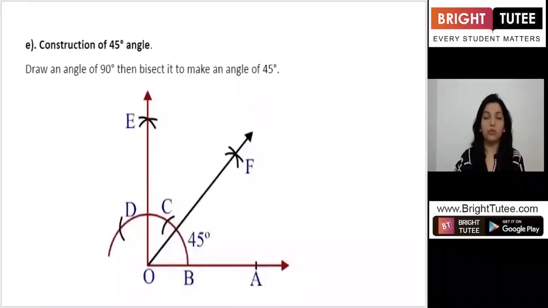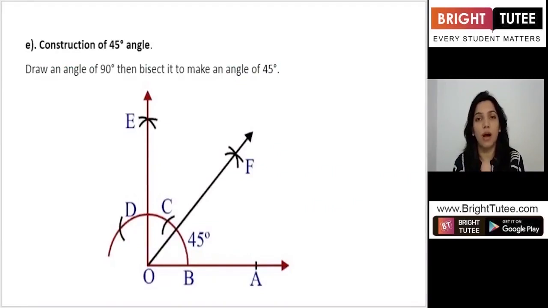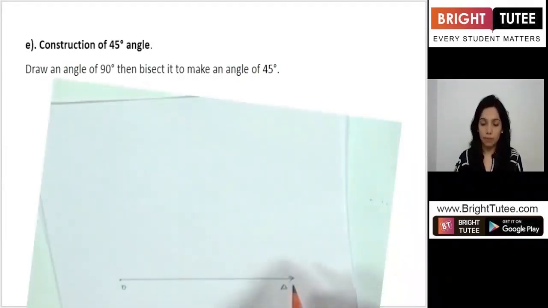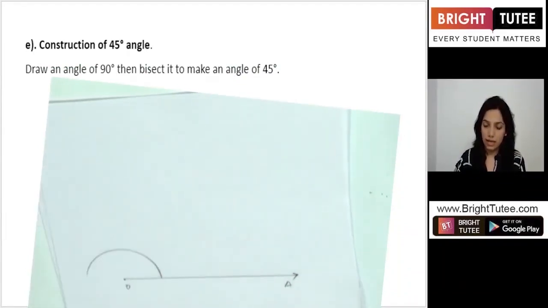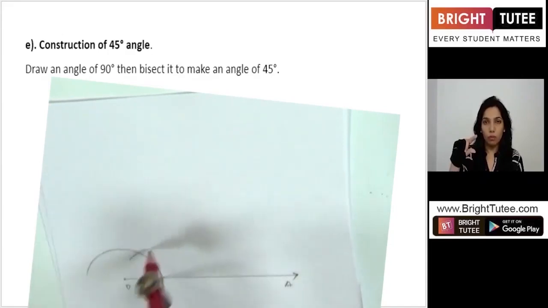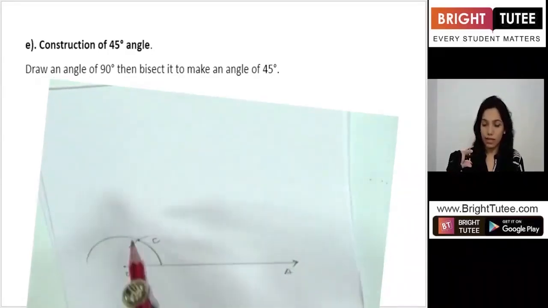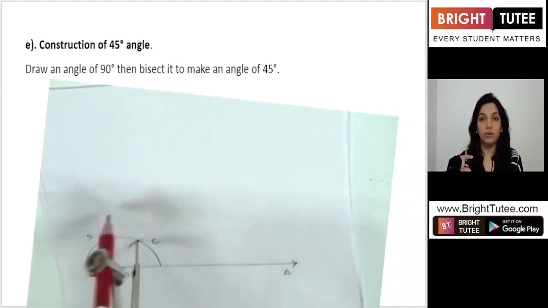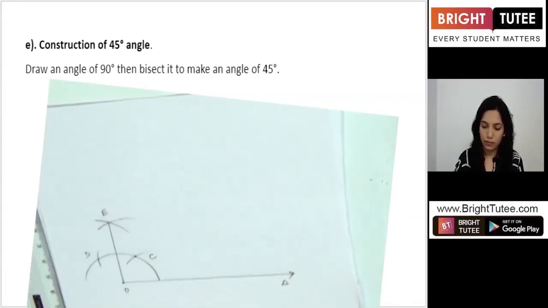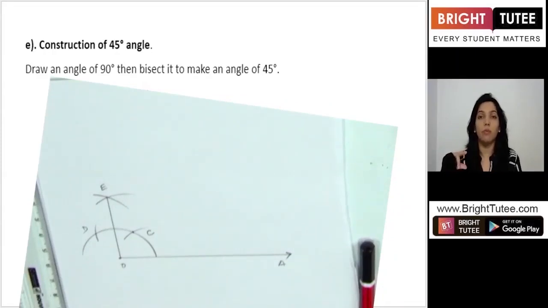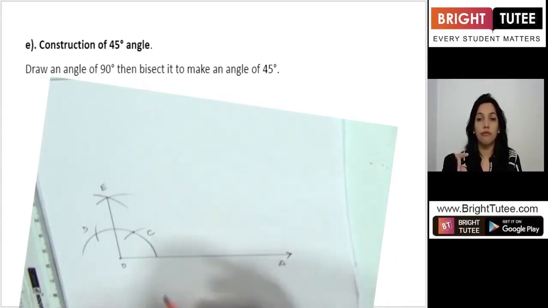Now, if you want to draw 45 degrees, you just need to construct the angle bisector of 90. The first step until you have reached the 90 degree angle is the same as we have just discussed. Now keep the opening of your compass anywhere which is greater than half of this. Say this is point X. So keep the opening of the compass greater than half of BX.